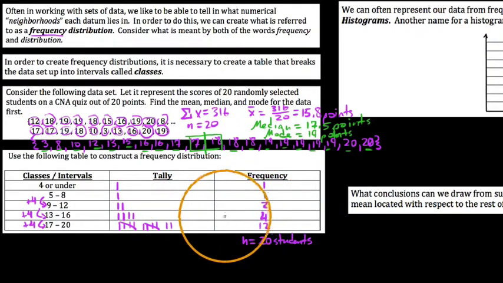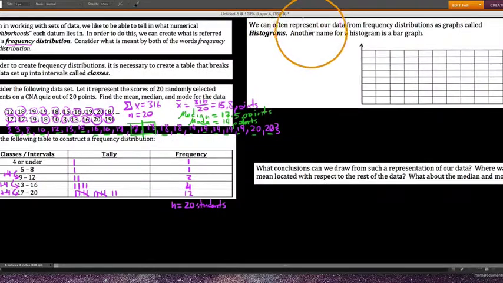Now that we've organized it thusly, we can often represent our data from the frequency distribution. We can see how our data is distributed with frequencies here, but in a histogram. You hear a histogram a lot. Histogram is a fancy word for a bar graph.